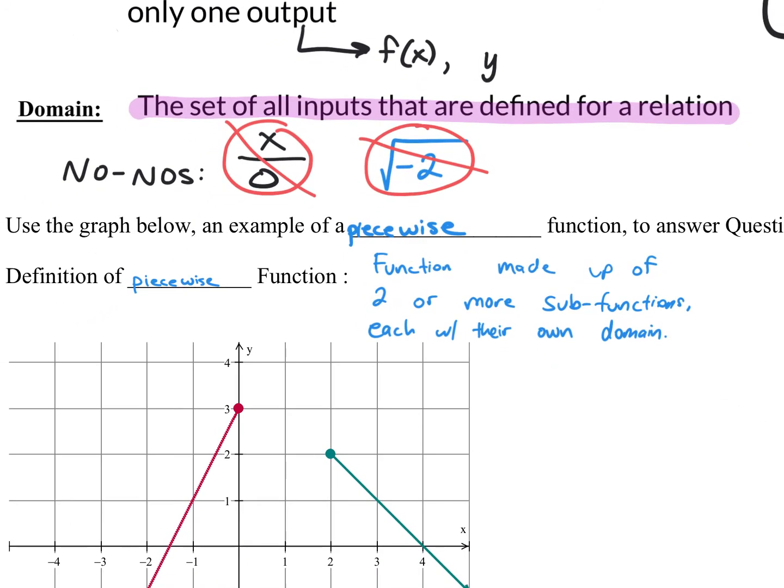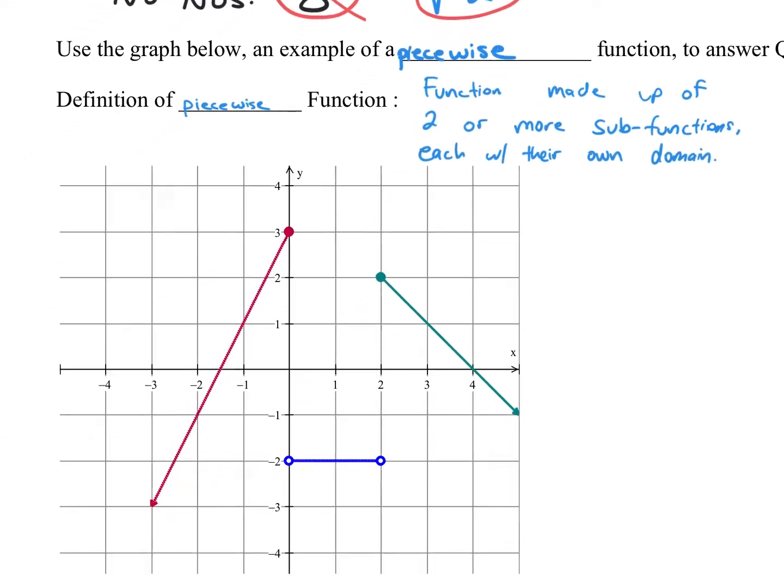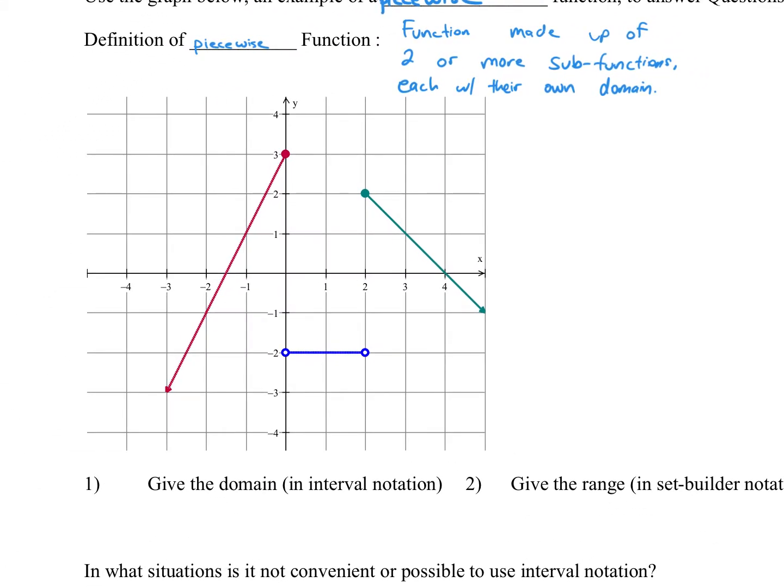So a piecewise function is a function made up of two or more subfunctions, each with their own domain. So here we have a graph of a piecewise function. We can see that there are really three parts. We have a linear function here that goes on infinitely to the left. We have a constant function here in the middle, and then we have another linear function going off to the right. So we have three different subfunctions in this piecewise function, but the whole picture is really what we're curious about.